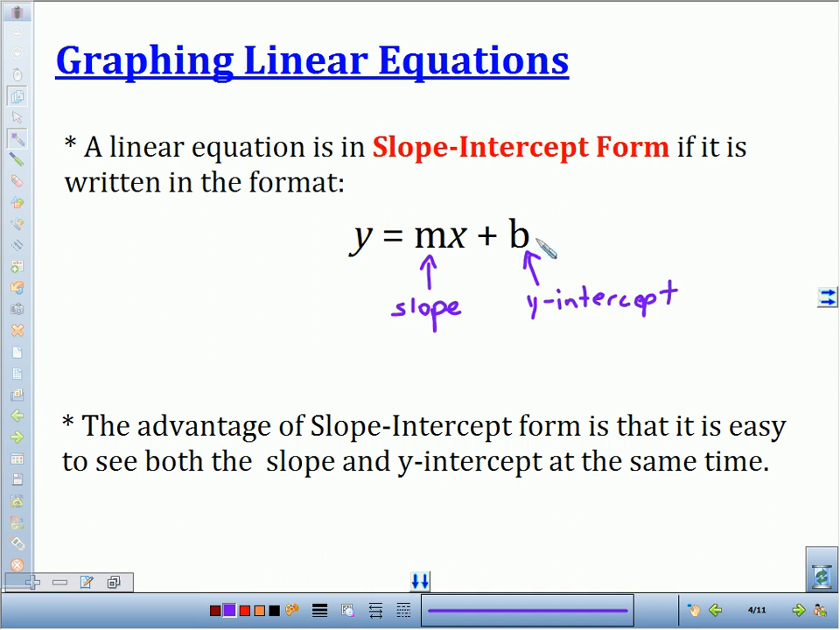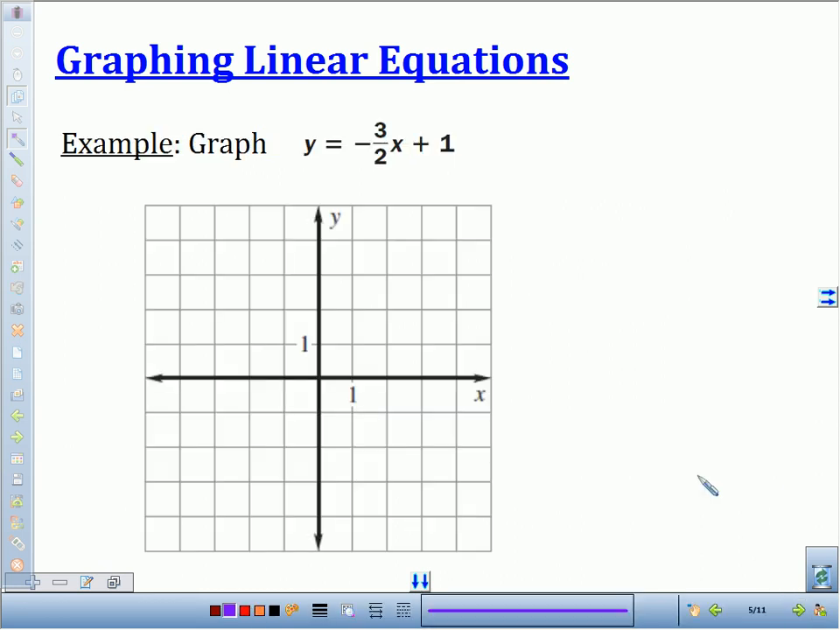The advantage of using slope-intercept form is that it's easy to see both the slope and the y-intercept at the same time, and that is very easy to graph. So let's try graphing one of these. I have the equation y equals negative 3 over 2x plus 1. The easiest way to graph this will be to find m, then find b, and then use that information to draw my graph. Now, m is the number in front of x. Here I have negative 3 over 2x, so m is negative 3 over 2.